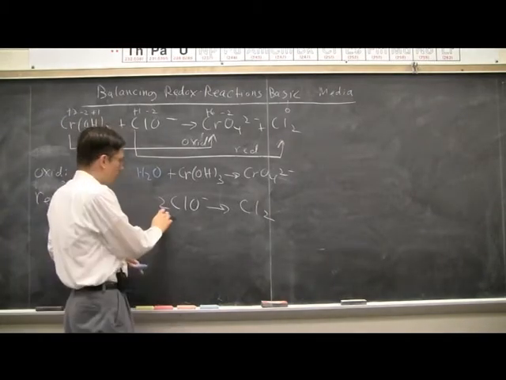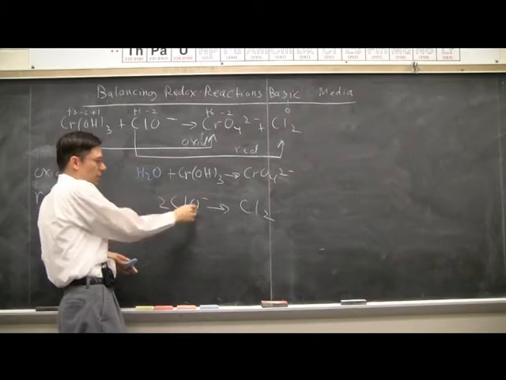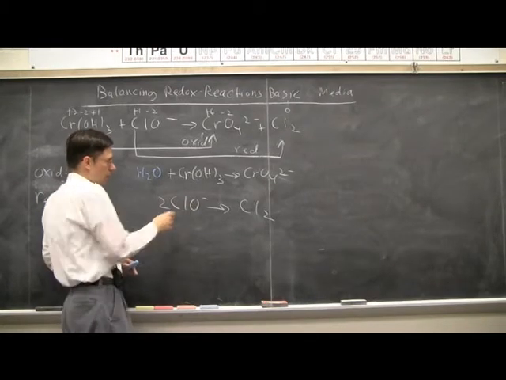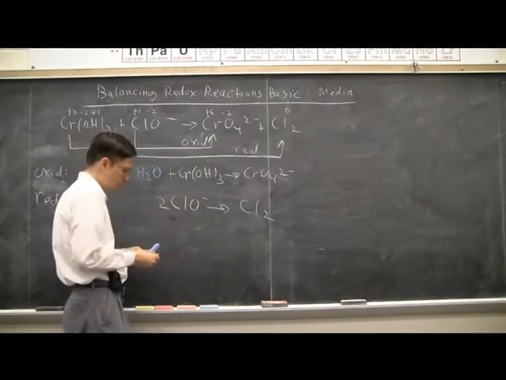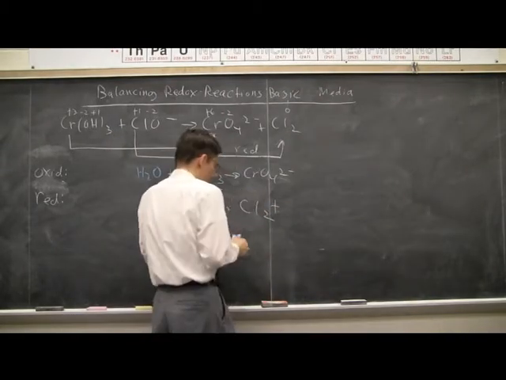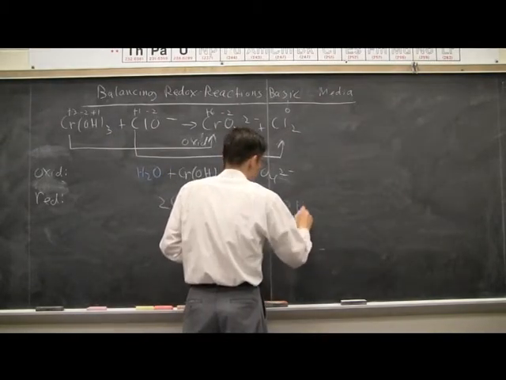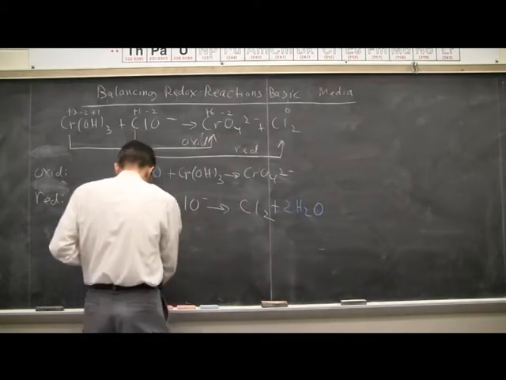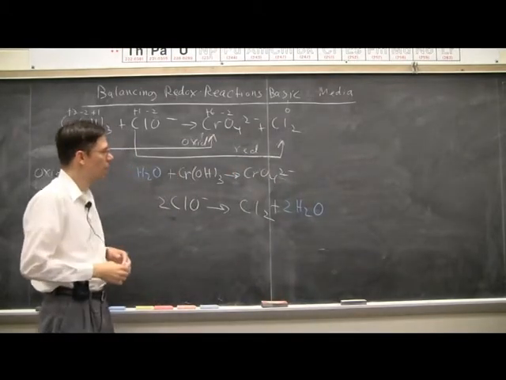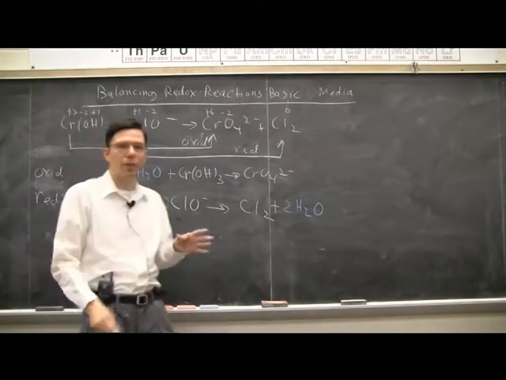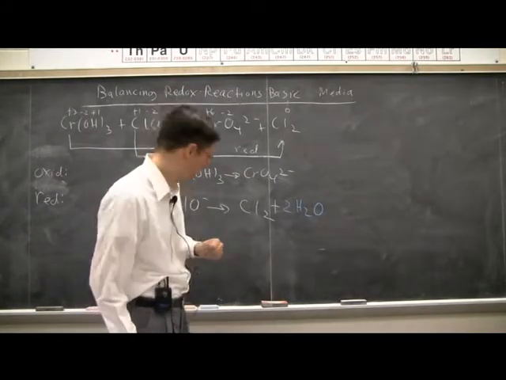Now down here we have 2 oxygens because you have to multiply the coefficient by the number of oxygens that's in the formula. So we have to have 2 waters over here because we don't have any oxygens. So that's that.